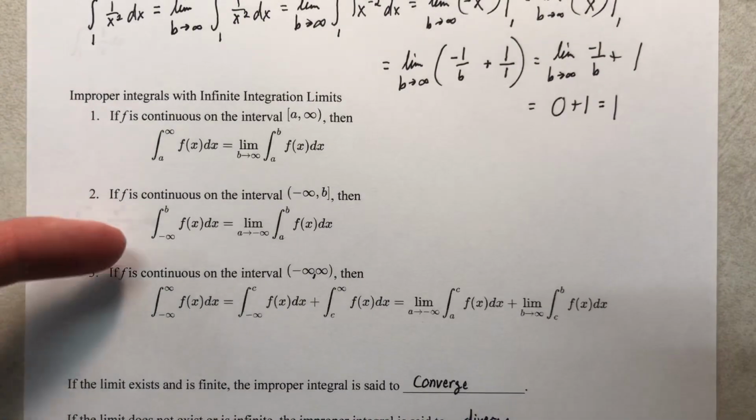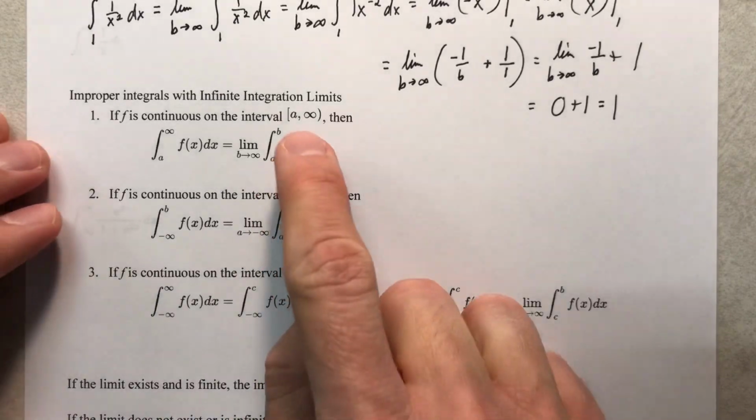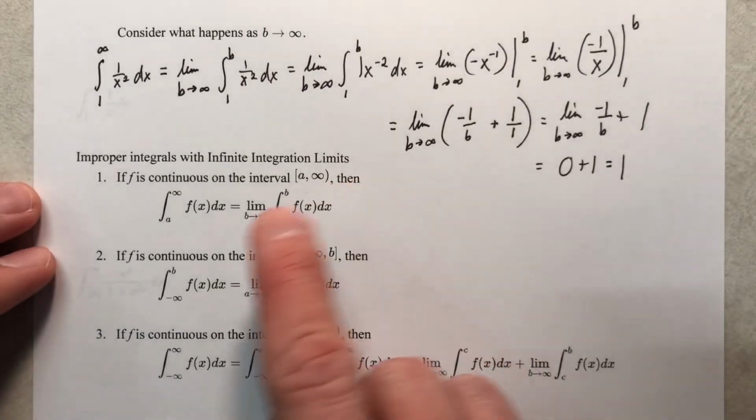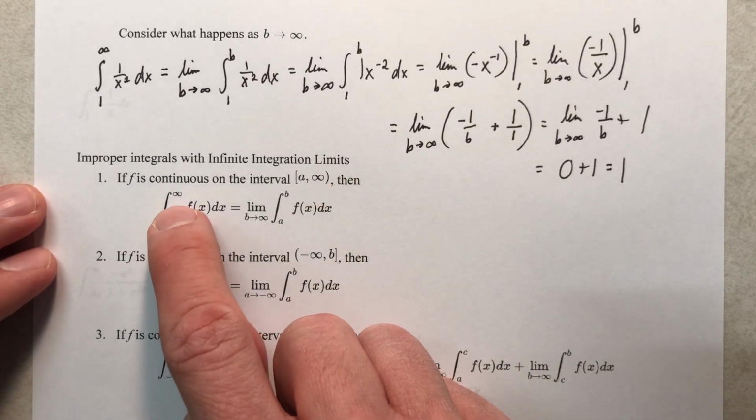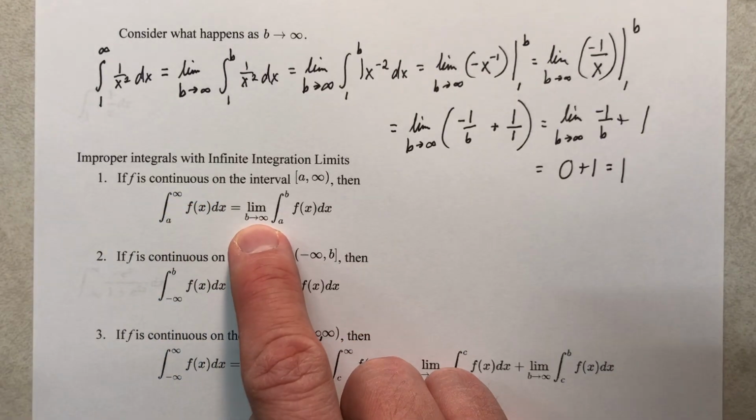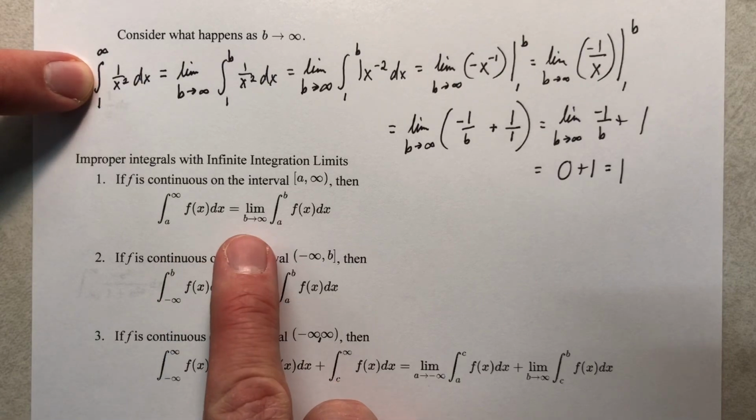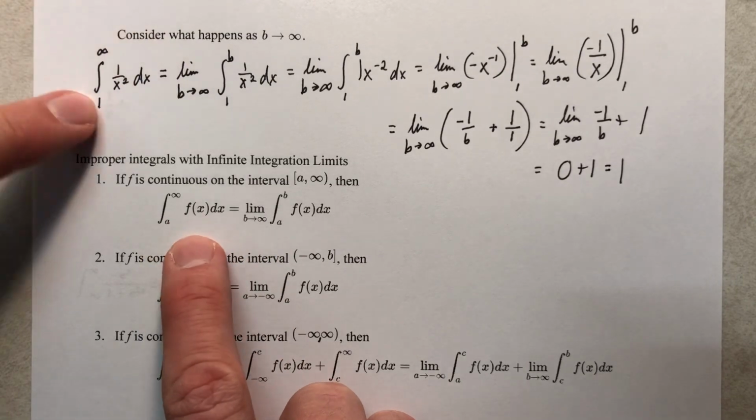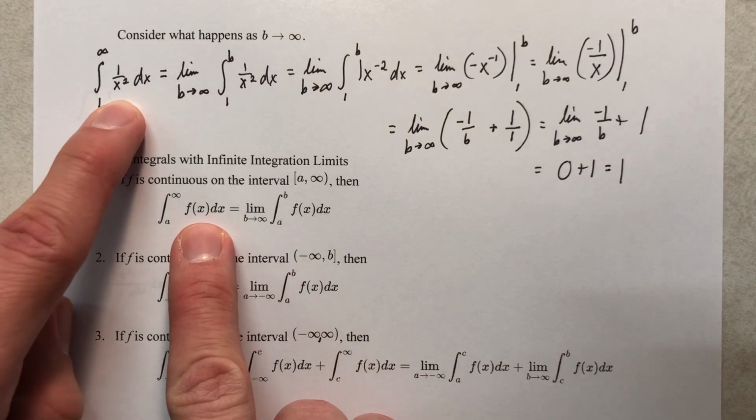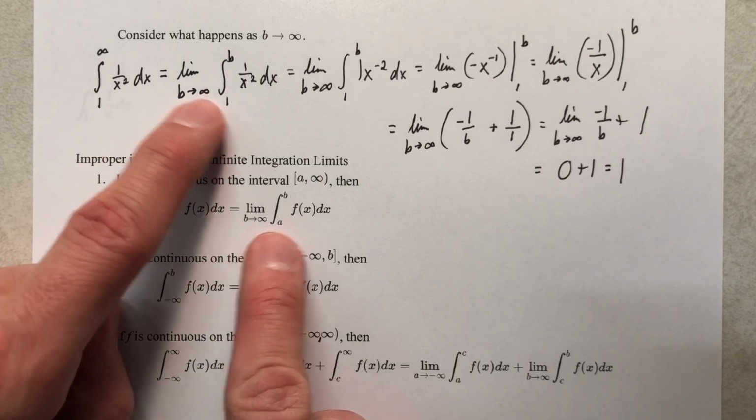Let's check these three out right here. If a function is continuous on the interval from a to infinity, then we just did this one actually, and it goes from a to infinity, but I can't go to infinity, so I have to write it as a limit, and alphabetically we'd put the a here and the b here. That's exactly what we just did. Notice that we had this, and then we said, well, I can't really go to infinity, so I'll just approach it instead.